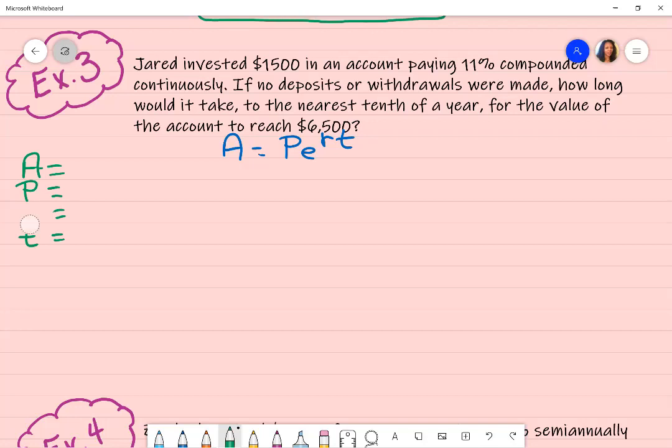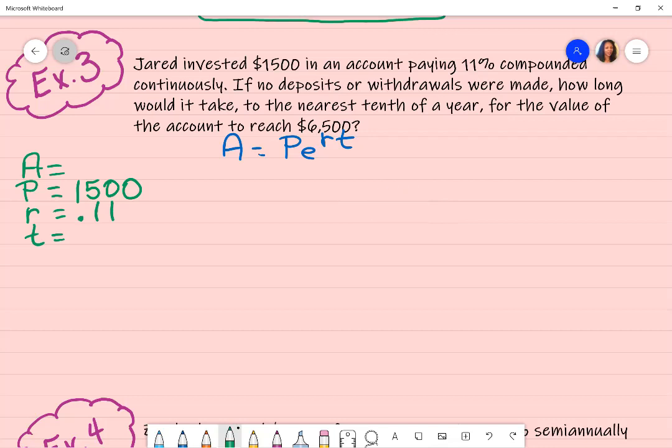Okay. R and then T. Jared invested $1,500. So that is what he initially put into the pot. So that's my P. And the account is paying 11% compounded continuously. So I know that's my rate. However, I have to convert it. And again, if I have a whole number, my decimal is automatically after that number. So I'm going to get rid of the percent sign and move the decimal place over 2 places, 1, 2. So now my decimal is in front of that 11. So that's 0.11. Looked like a happy face, didn't it?